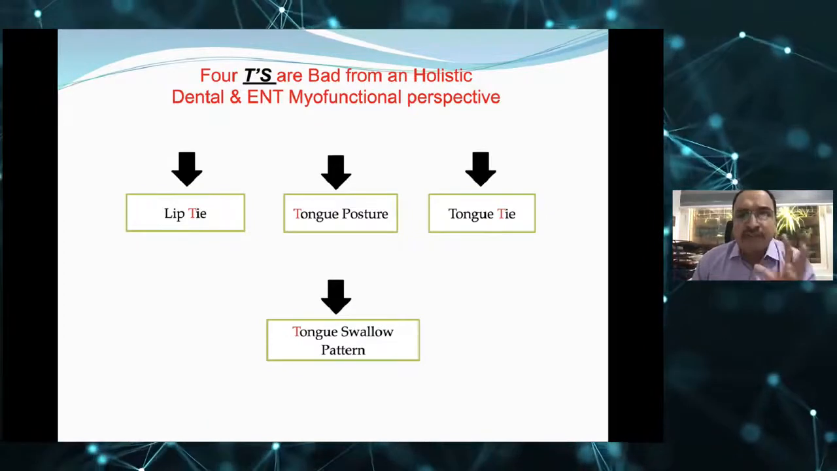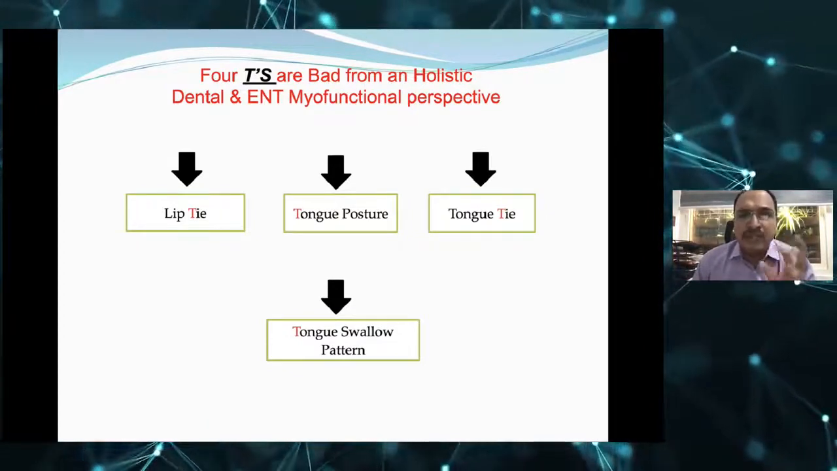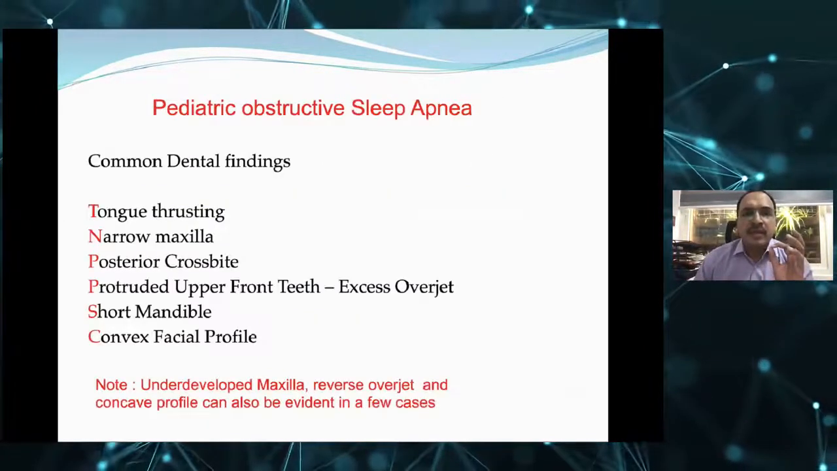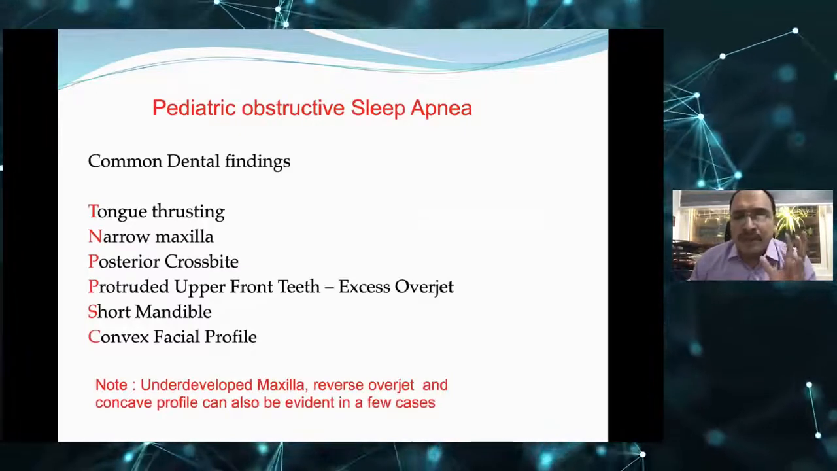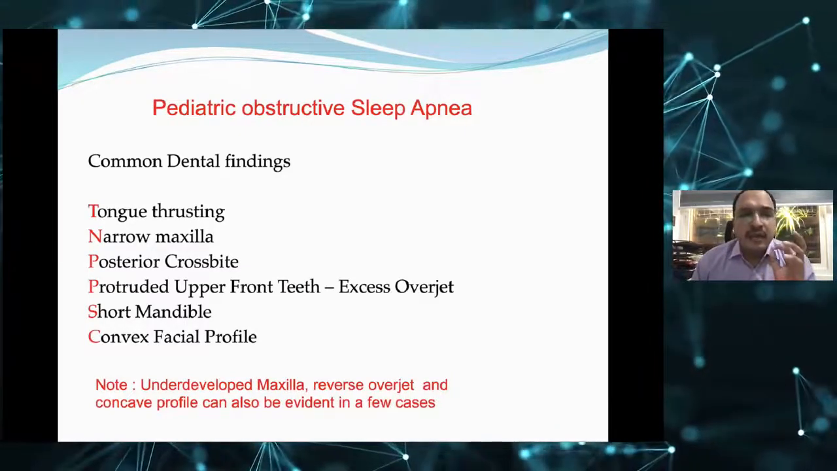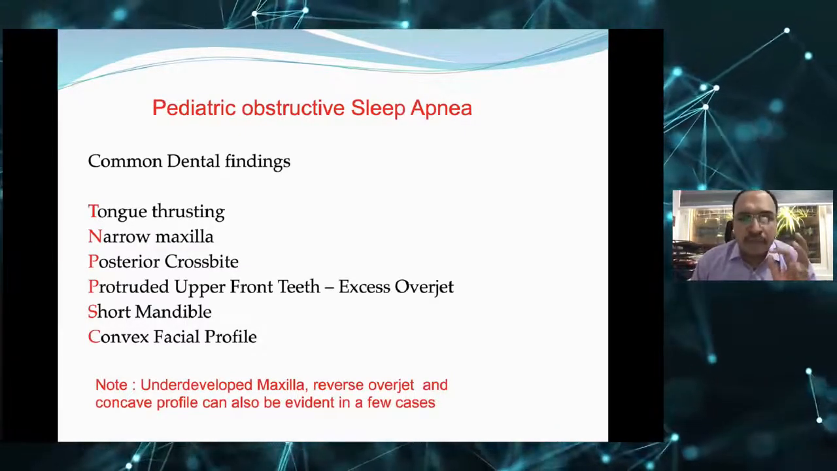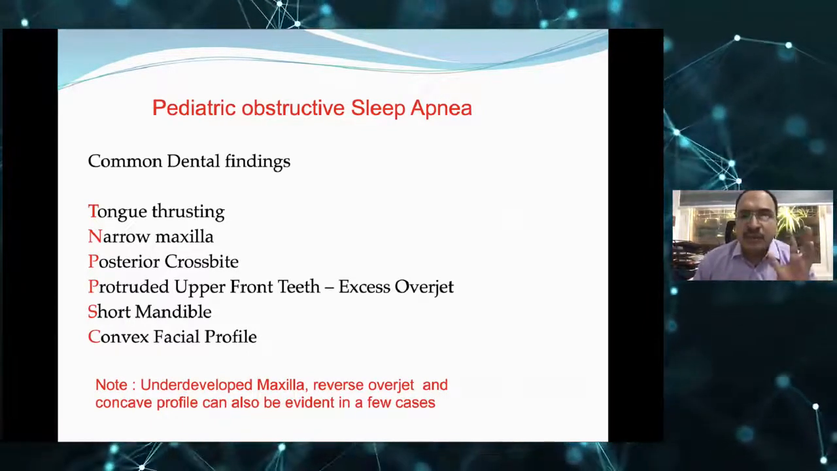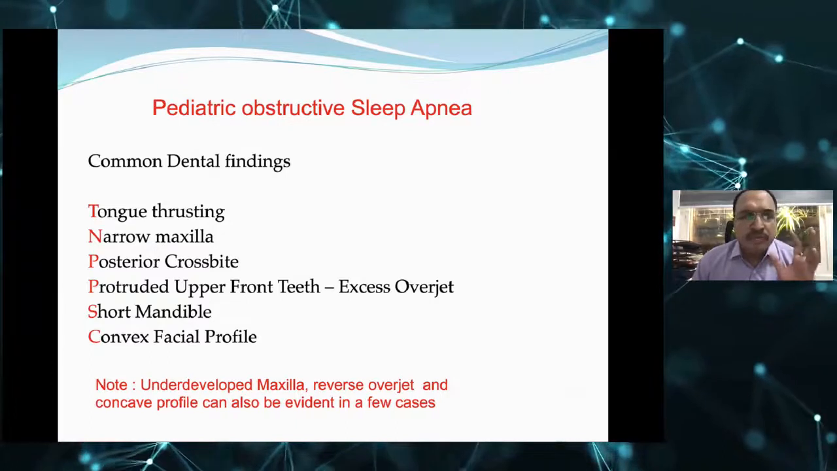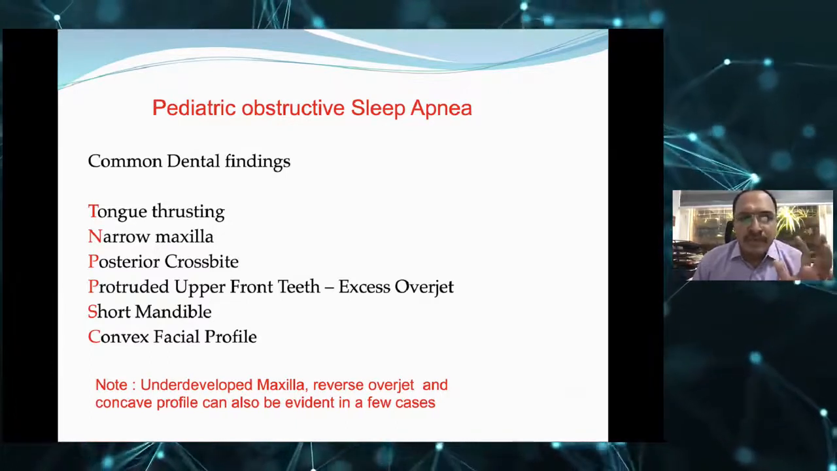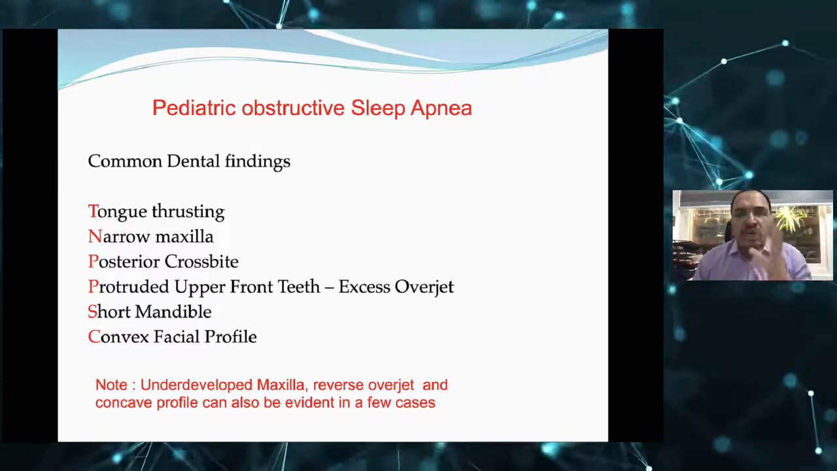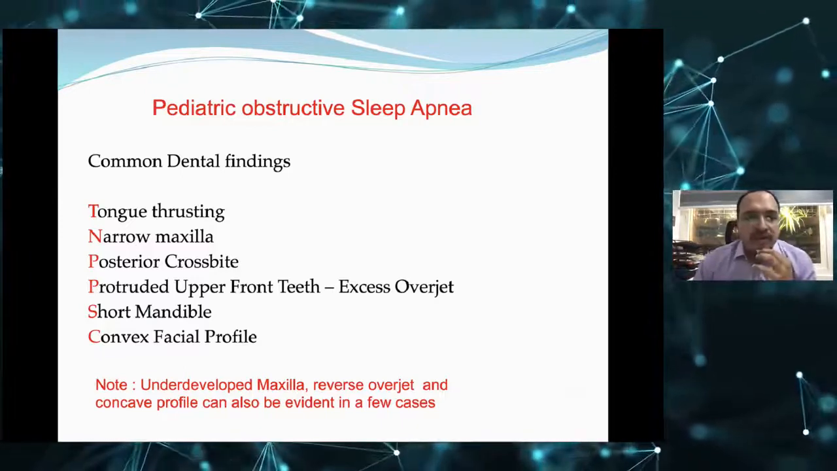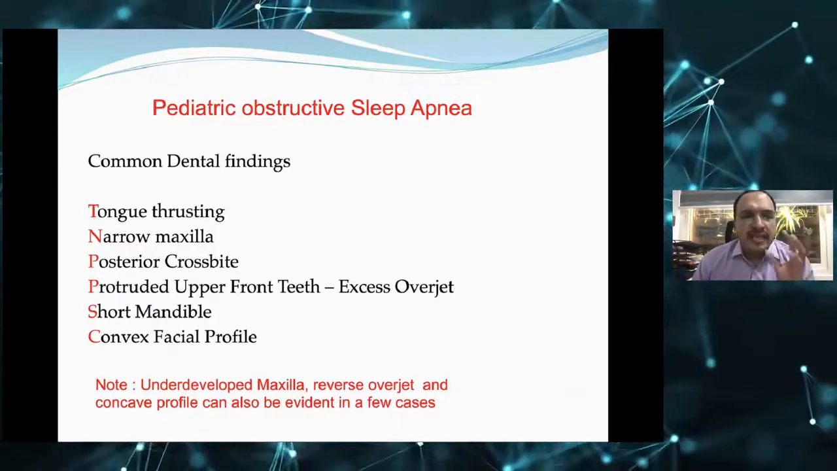muscle functional developmental perspective. I repeat, muscle functional developmental perspective. So the common sleep apnea findings we see are, you see a tongue thrust, the tongue swallow pattern is not right. Either you can have a narrow maxilla, this is the first clinical condition I'm going to talk to you about. You have a posterior crossbite, you can have protruded upper front teeth, that's the excessive overjet, or a short mandible, and a convex facial profile. These are the common findings.